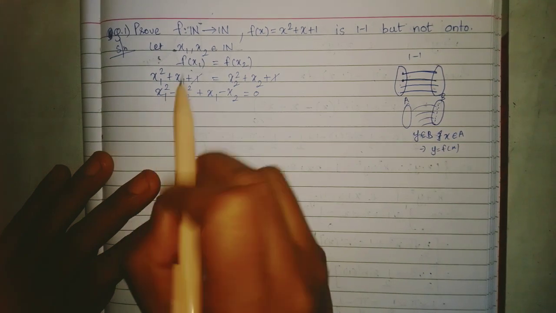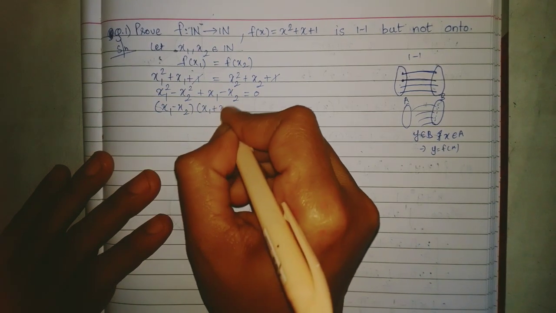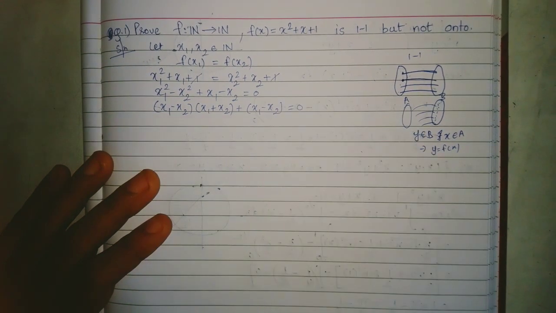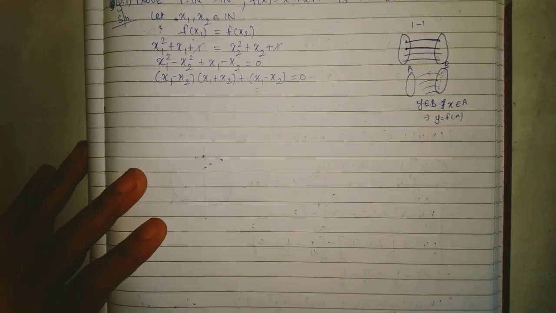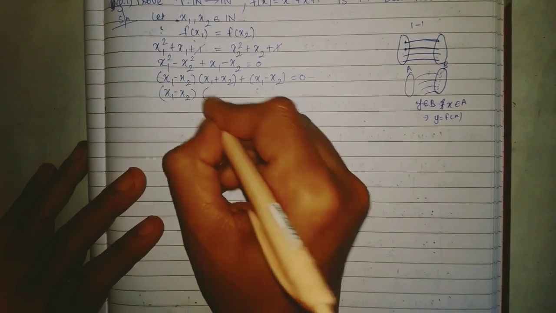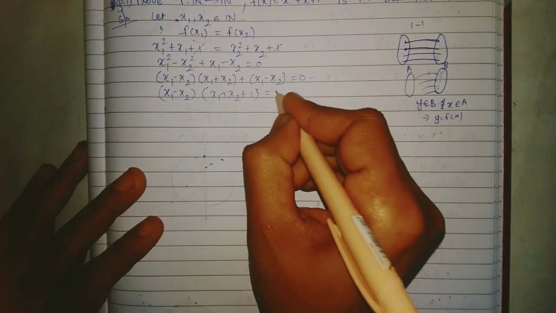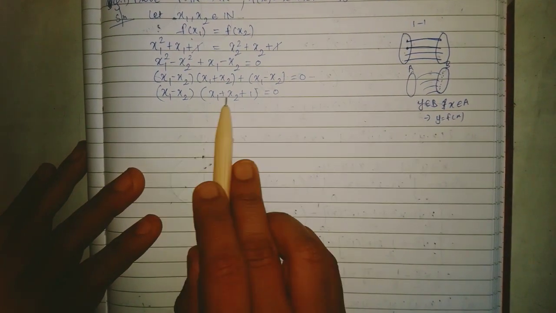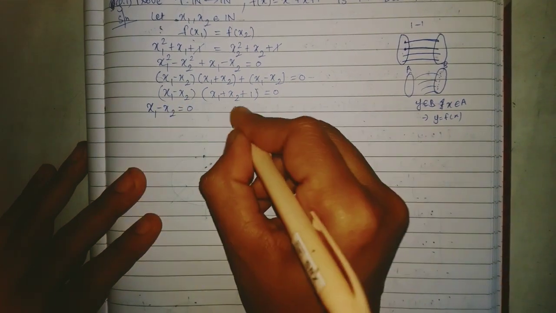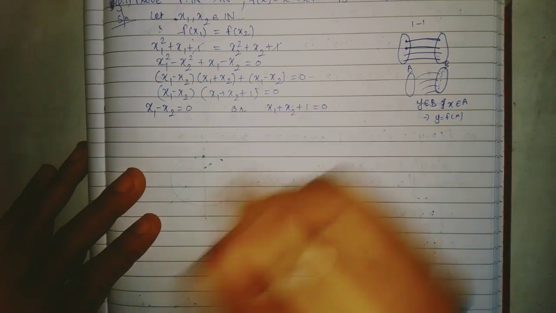This is of the form a square minus b square, so I can write x1 minus x2, x1 plus x2, plus x1 minus x2 equal to 0. So you can take common x1 minus x2. Inside you will get x1 plus x2 and this 1. Now either this term is equal to 0 or this term is equal to 0. So x1 minus x2 is equal to 0 or x1 plus x2 plus 1 is equal to 0.